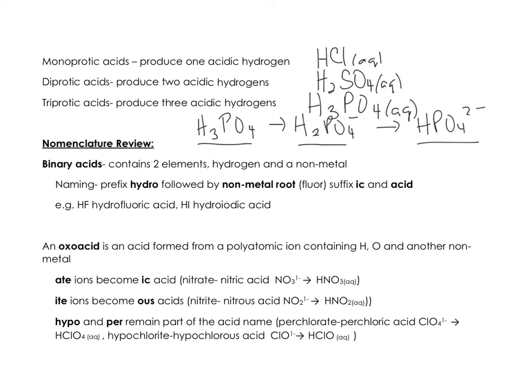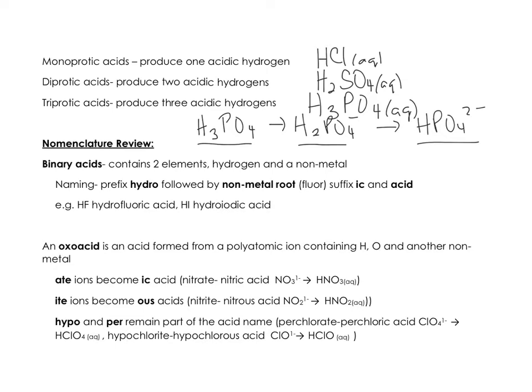An oxoacid is an acid formed from a polyatomic ion containing H, O, and another nonmetal. So these are our polyatomic ions. If you're an -ate ion, you become an -ic acid. So nitrate becomes nitric, sulfate becomes sulfuric. -ite ions become -ous acids.